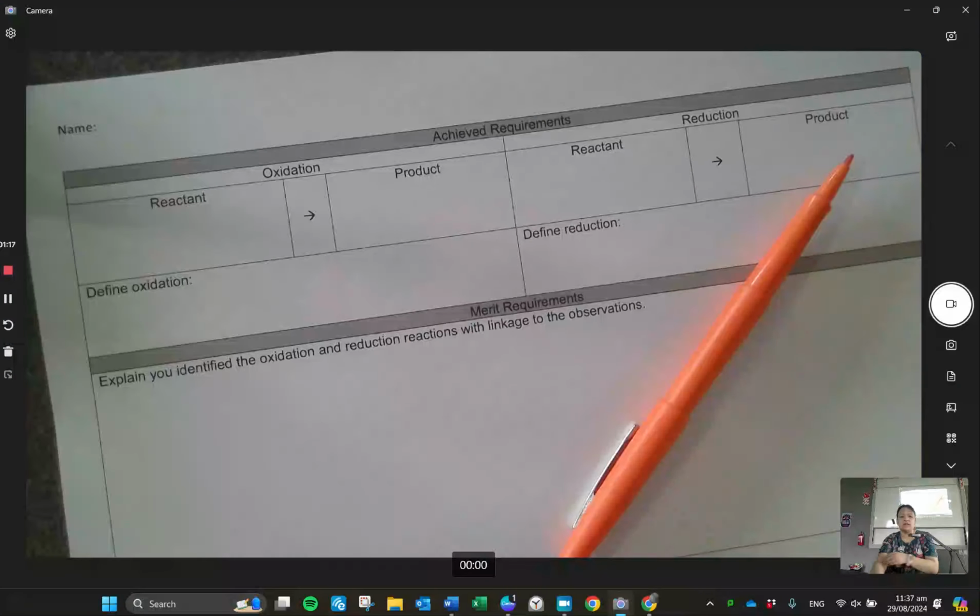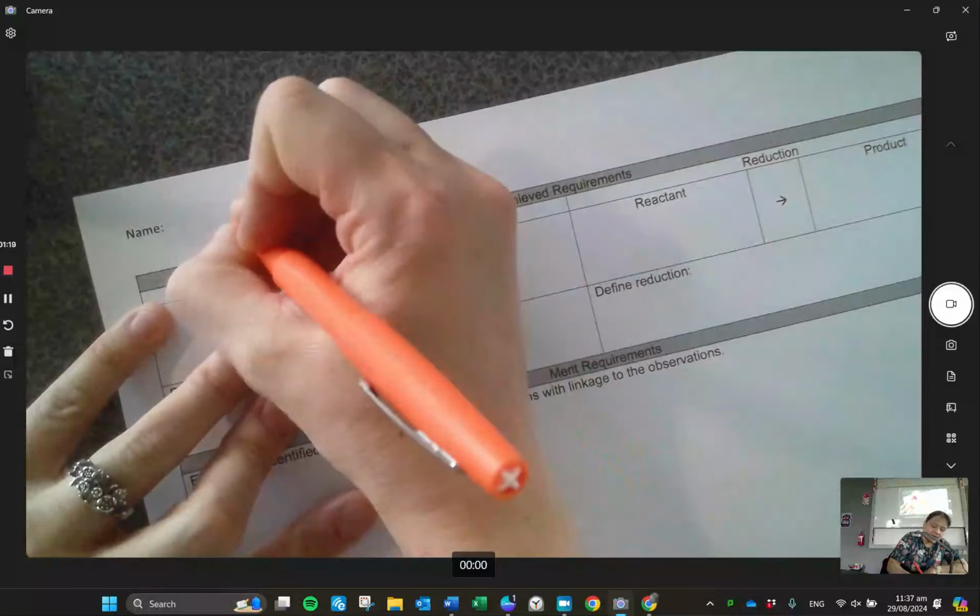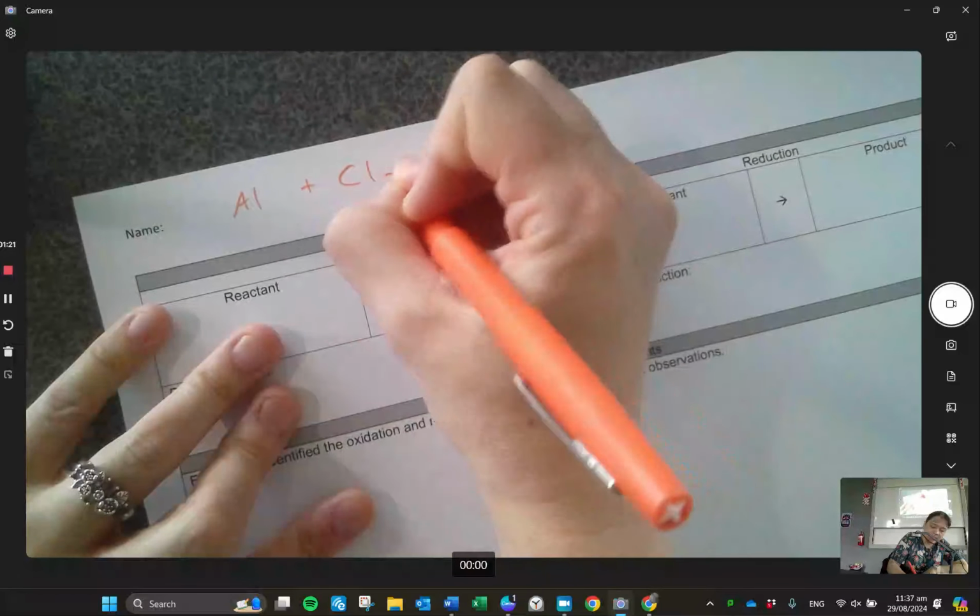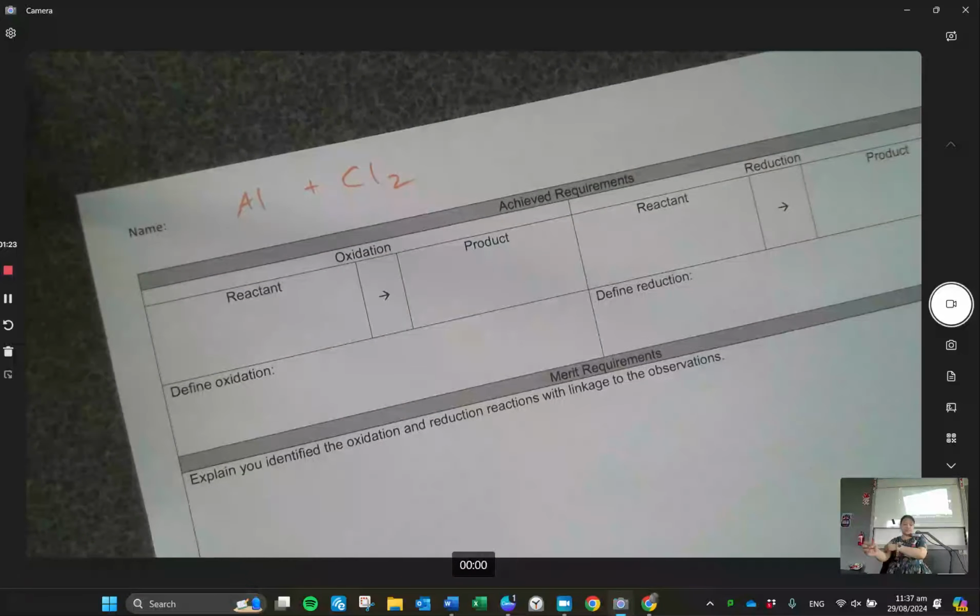So I'm just going to note onto this sheet that we're doing aluminium plus chlorine as our two mixtures together. And we're seeing that it forms a white powder. I won't do the full justification because I think you guys can do this. It's good practice, but I'll help you guys get it started so you know what we're looking for.